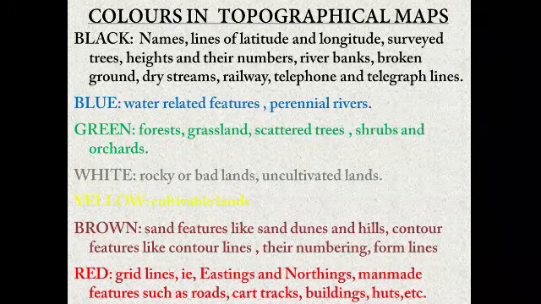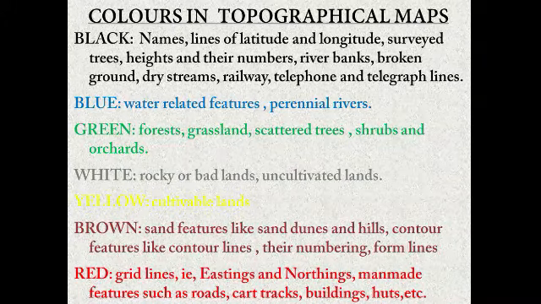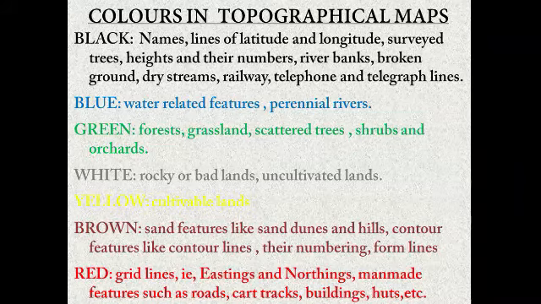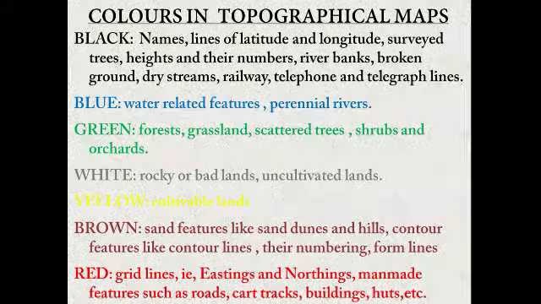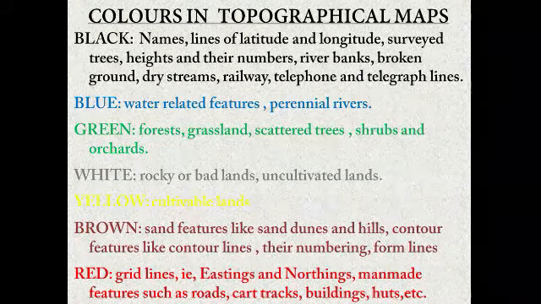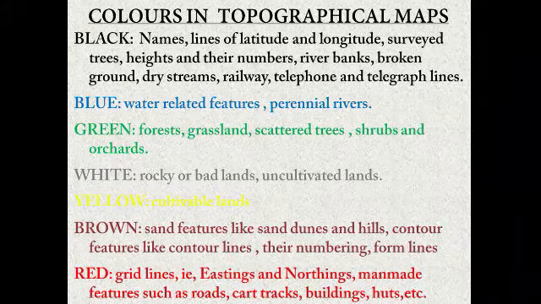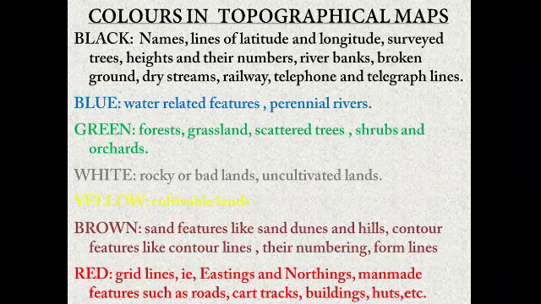And brown color: sand features like sand dunes and hills, contours and contour lines, their numbering, form lines, everything you can see in brown. Then red color, you can see grid lines, that is eastings, northings, all in the red color. Then man-made features such as roads, cart tracks, buildings, huts, etc. all we can see in red color. Keep the topographical map, that page number 3, there and compare it with these colors and what you are seeing in that map.